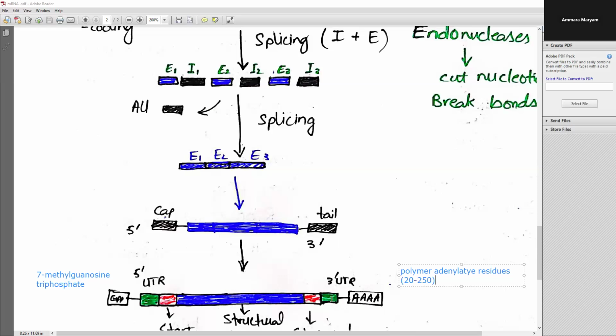एक तो ये कि कैपिंग और टेलिंग ने इस मैसेंजर आरएनए को एक स्टेबिलिटी प्रोवाइड करनी है। इसके अलावा जो सेल में number of, you can say, जो एक्सोन्यूक्लियसेस होती हैं, ठीक है, there are exonucleases at the 5 prime end and at the 3 prime end। तो ये एक्सोन्यूक्लियसेस का क्या पर्पस होता है?